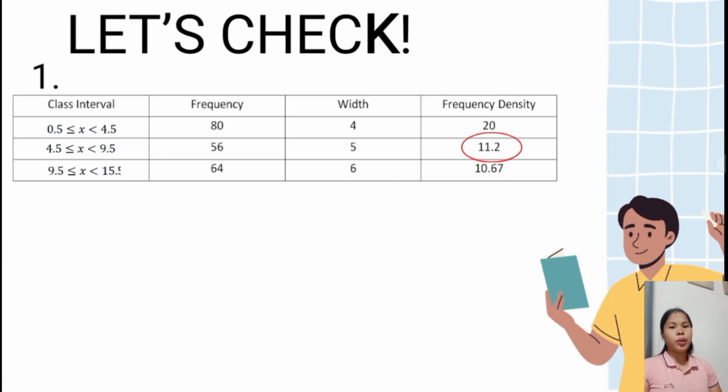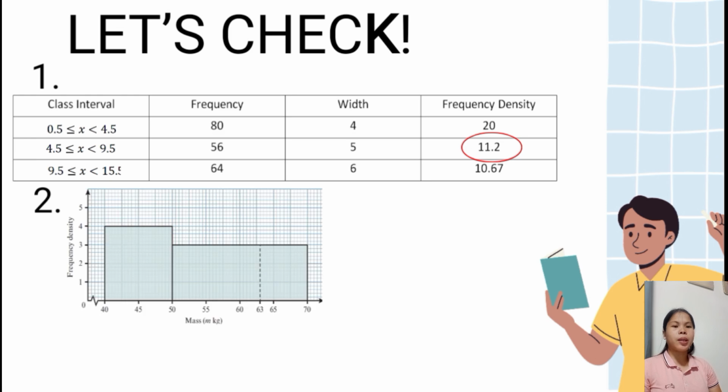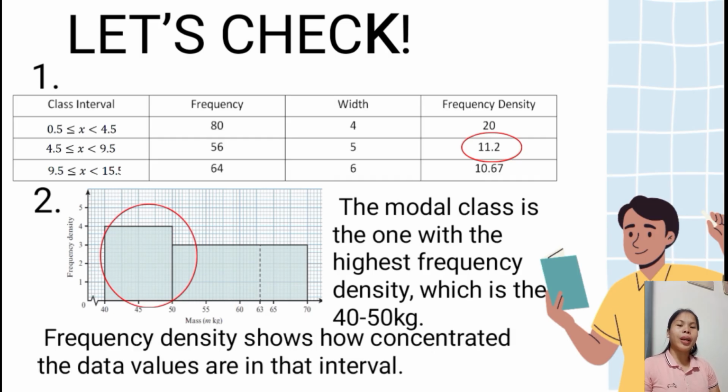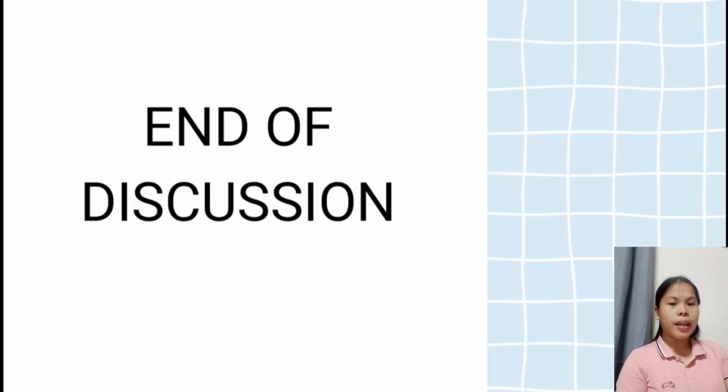So here in number 2, we're going to identify the modal class using the histogram. As I said earlier, the modal class in the histogram is the one with the highest frequency density and the tallest. So here we can see that the modal class is the 40 to 50 kilogram interval. Let us remember that frequency density shows how concentrated the data values are in that interval. So that is my reason and the why. Okay, so that ends our discussion for the mode and the modal class.